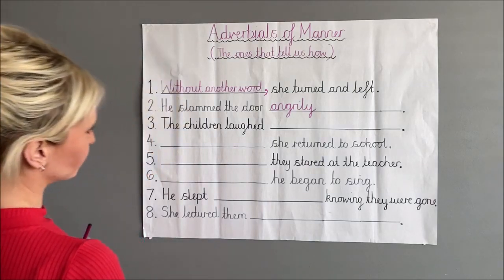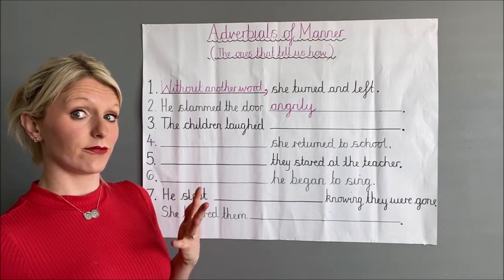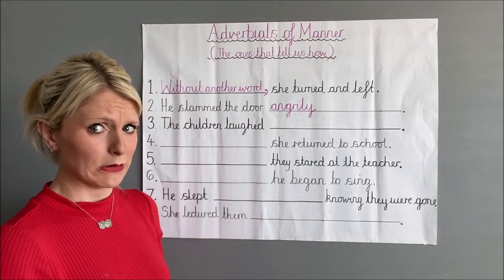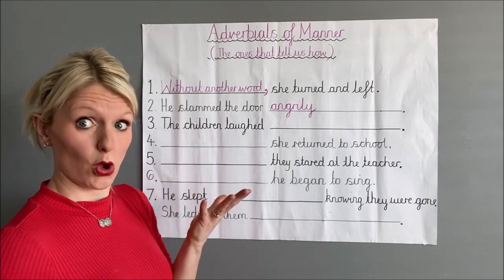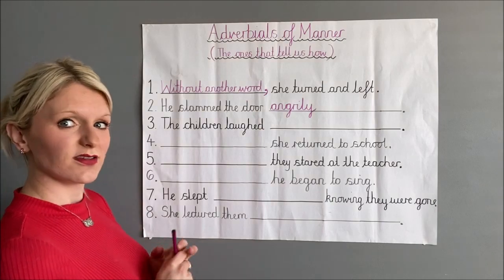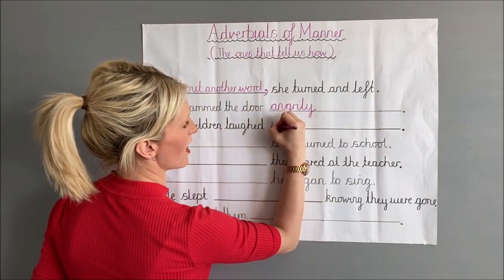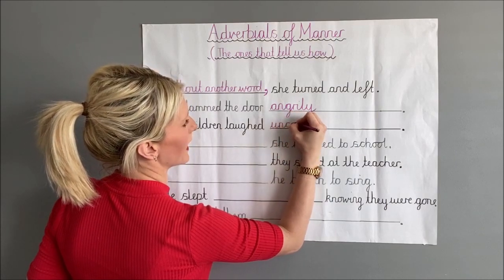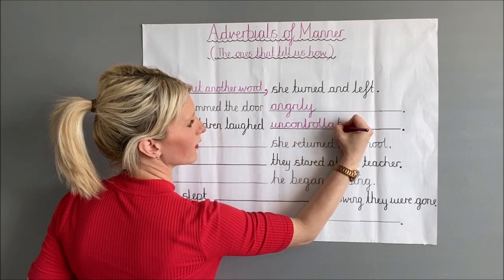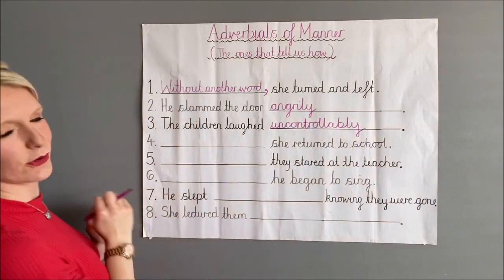Okay, so number 3 said the children laughed. How did they laugh? Okay, were they laughing uncomfortably because someone's made a bit of an awkward joke? Is it awkwardly? Okay, I'm going to say that the children laughed, something hilarious has happened in the classroom. So I'm going to say that the children laughed uncontrollably. They couldn't stop themselves. Check that looks right. Yep, uncontrollably.